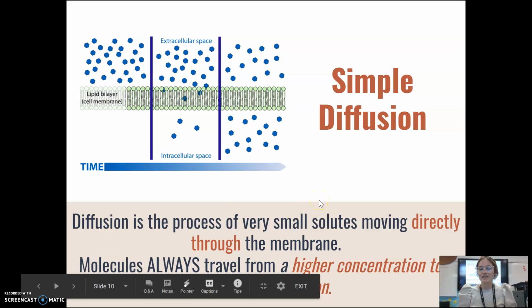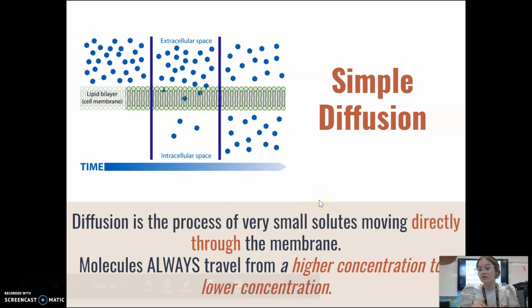Simple diffusion is where you have very small solutes. Remember, those solutes would be like sugar or salt. It's very small solutes moving directly through the membrane. So they're so small that they can basically just squeeze through those lipids and make it to the other side. No problem. They're always traveling from a higher to a lower concentration.